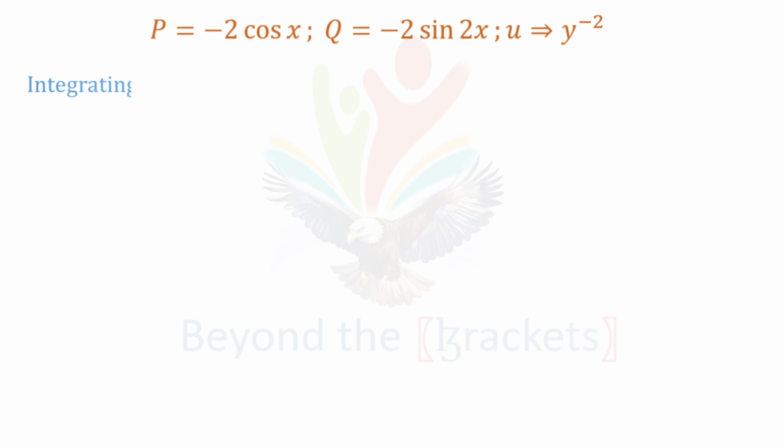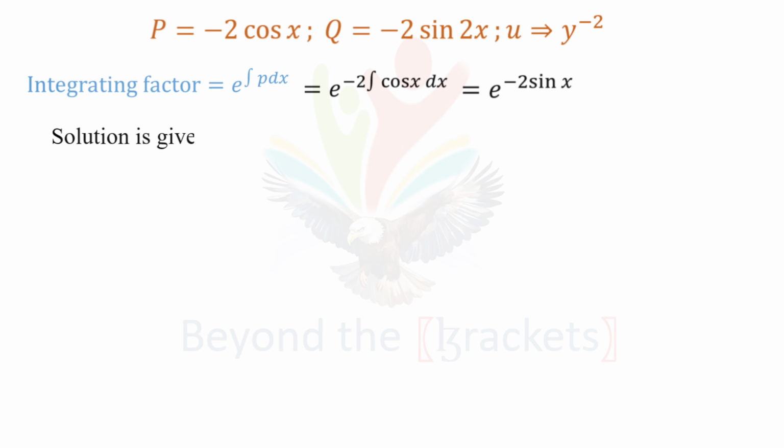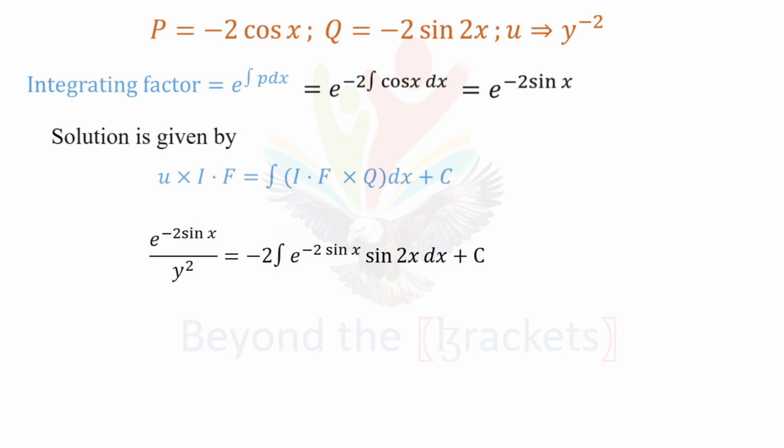Integrating factor is given by e power integration of p dx, which will be e power minus 2 integration of cos x dx. Integration of cos will be sin, so it will be e power minus 2 sin x. Solution for this equation is given by u into integrating factor is equal to integration of integrating factor into q with respect to x plus c. Substitute the values of integrating factor and q. To further integrate this, we can replace sin 2x by 2 sin x cos x.